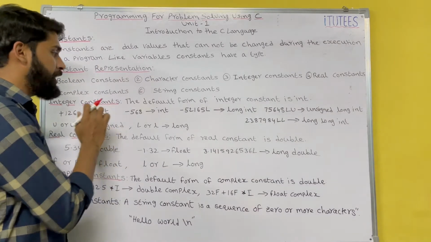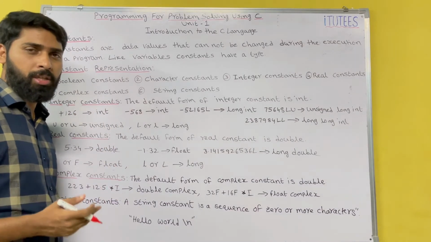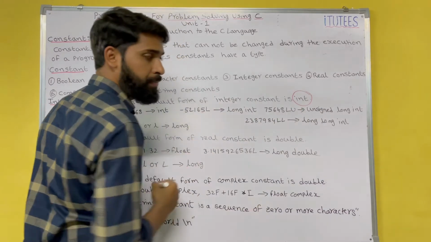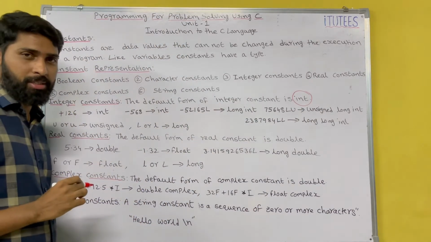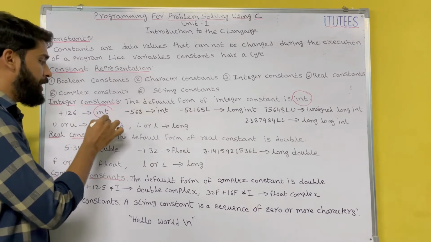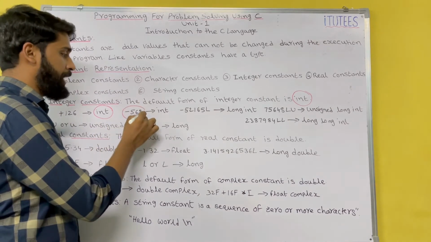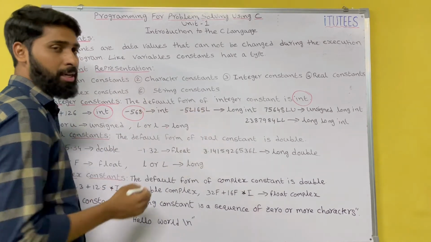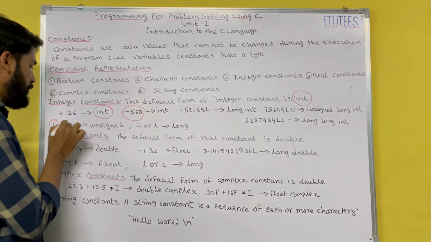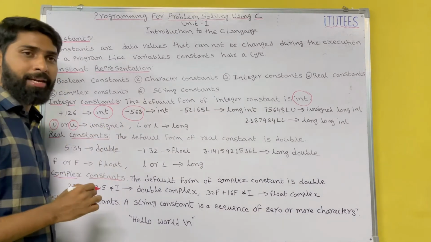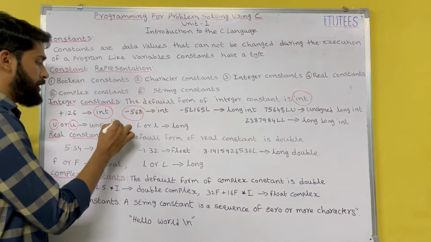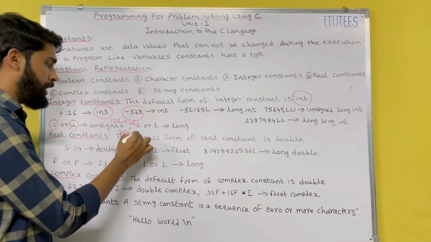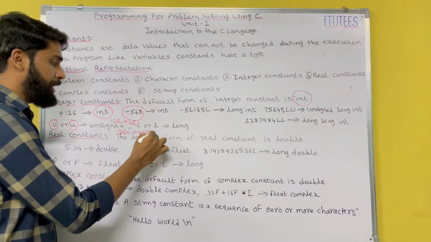So now we see integer constants. Integer constants are nothing but the whole numbers. The default form of integer constants is int. So for example, plus 126 means it is a default int. Minus 568 is int. And we have some symbols that we are going to use here. If I use capital U or small u, then it is unsigned integer. What does it mean? For example, 126 by default is an integer. If I use 126 with small u or capital U, then it is unsigned integer.